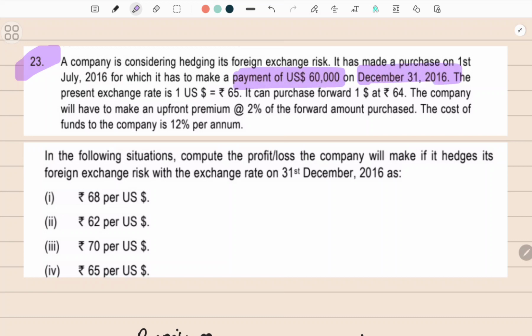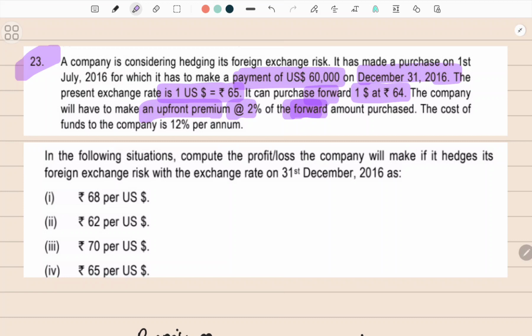The present exchange rate is $1 is equal to rupee 65. This is the spot rate, dollar quote. It can purchase forward at $1 is equal to 64, the forward rate. The company will have to make an upfront premium at the rate of 2% of the forward amount purchased. It means 60,000 into 64, because this is the forward rate.